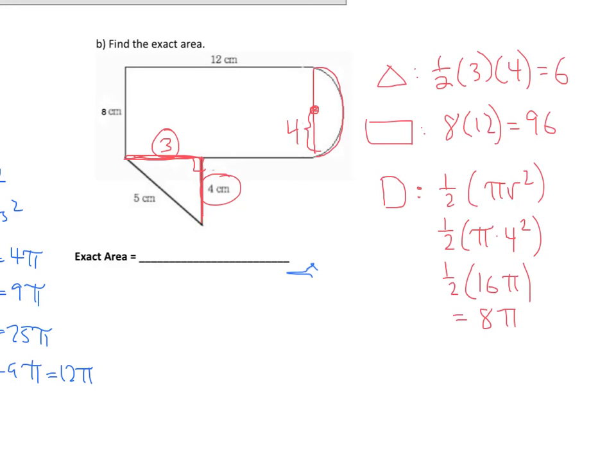And now for the area of the entire figure, I had an area of 6 square centimeters for the triangle, 96 square centimeters for the rectangle, and 8 pi for the semicircle. I add those all together. 6 plus 96 plus 8 pi. Now since I'm asked for exact form, I can't combine 8 pi with the 6 and the 96. So I get 102 plus 8 pi. That's my exact answer.